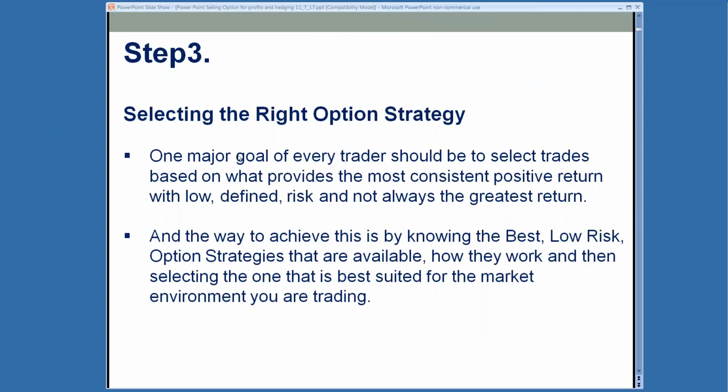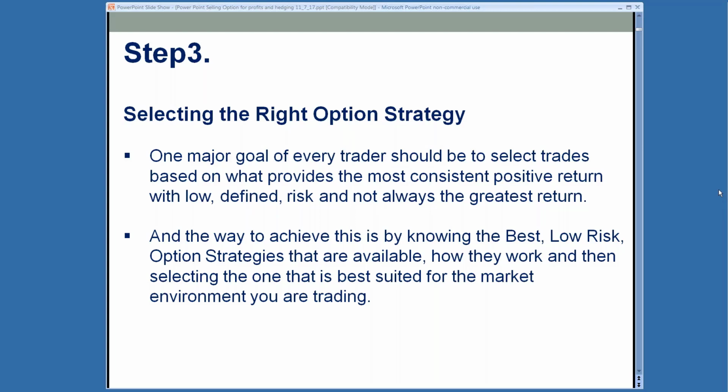So step 3 is to select the right option strategy. One major goal of every trader, in my opinion, should be to select trades based on what's going to provide the most consistent return with low, defined risk, and not always the greatest return. I'm not looking for home runs in trading. I'm looking for singles, doubles, triples, and occasionally you'll get that big hit, but you want to be very consistent and have a really smooth equity curve. It'll make your life a lot easier, and it'll keep you in the game a lot longer.